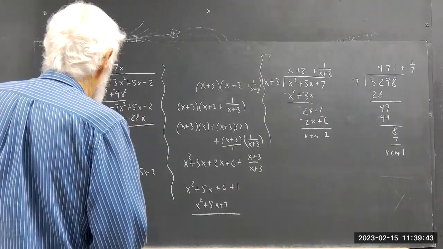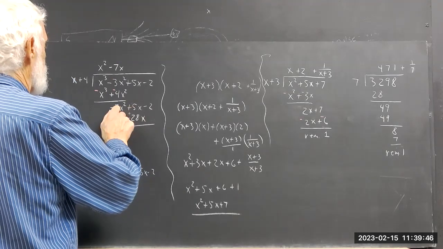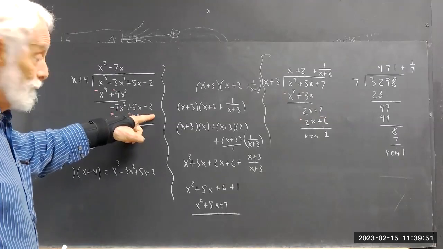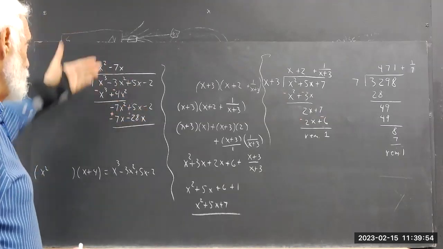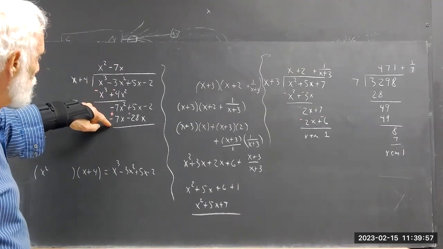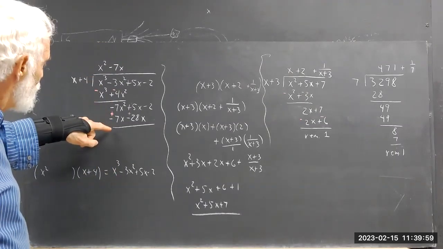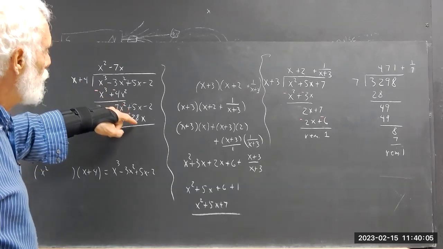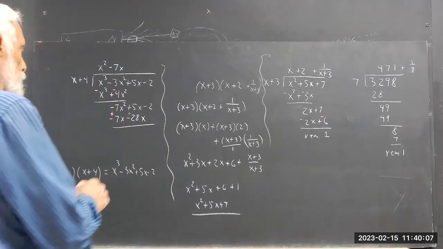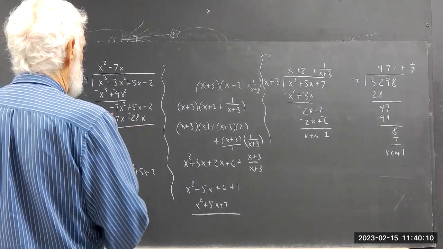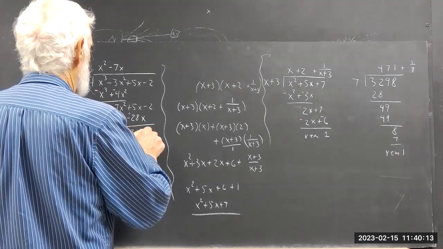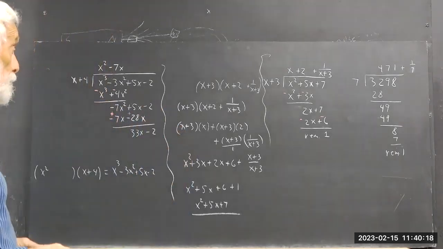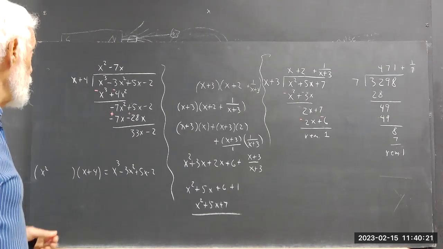So we put a little plus sign here and a little plus sign here to remind us that we're going to subtract this from what we have here, which is what we still need to fill out the whole expression. To subtract the negative 7x, we've got to add 7x. To subtract the negative 28x, we've got to add 28x. That gives us 33x, and we still need the negative 2. So there it is.